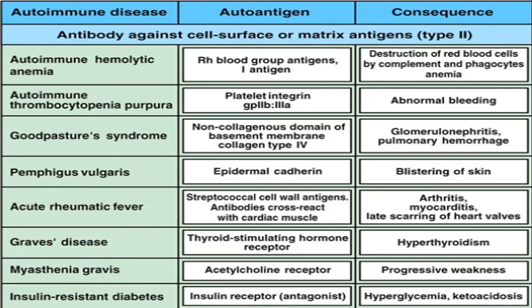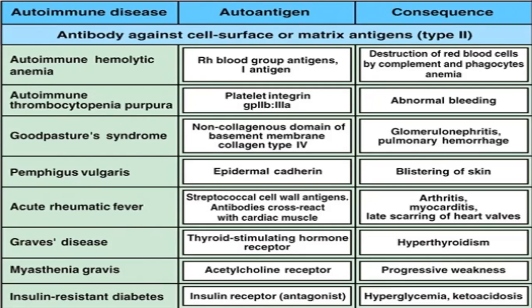And then we also have Goodpasture syndrome, wherein your immune system mounts an immune response against the collagen that makes up the basement membrane of the glomerulus. And so when these autoantibodies form complexes or attack this collagen in the basement membrane, this may cause glomerulonephritis and pulmonary hemorrhage. Now, we have pemphigus vulgaris. The autoantigen there is cadherin, causing blistering of the skin.